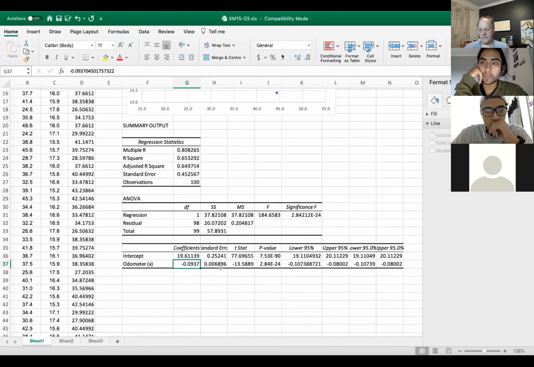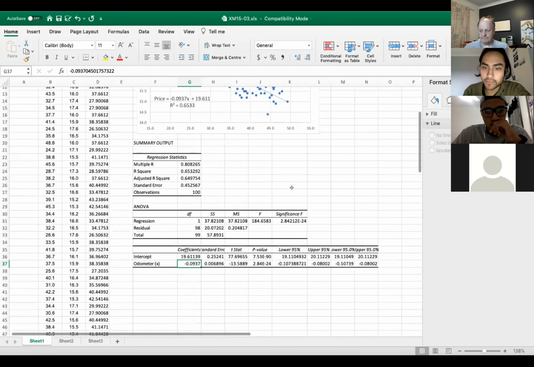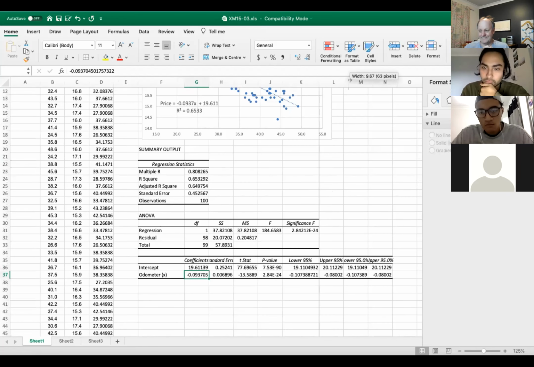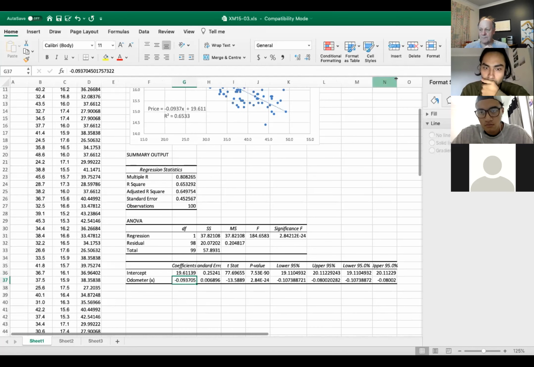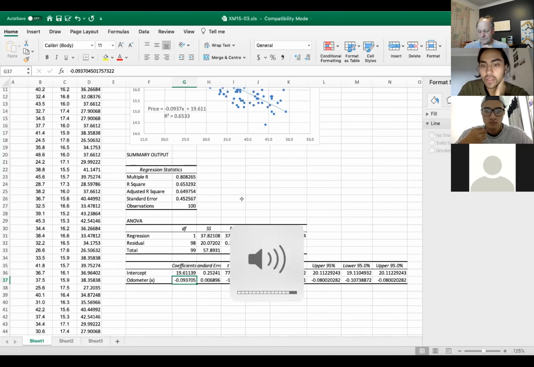Quick question. It says here lower 95, upper 95. There's two of them. Yeah, the one is for the intercept, which is the minus 0.0937. And the other one is for the odometer, which is the 19.61. Okay. And because it's lower 95 and upper 95, is that the significance level or the confidence level, right? Yeah, that gives you a confidence limit.